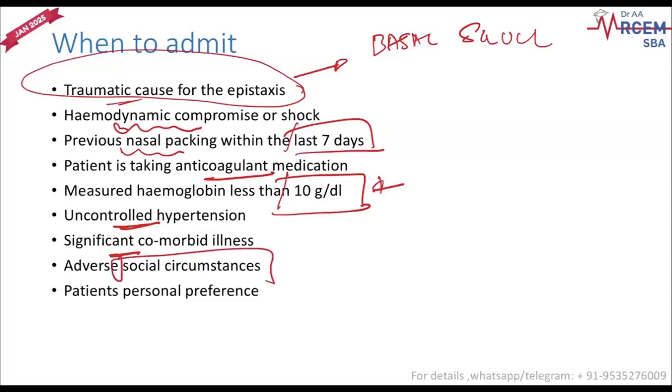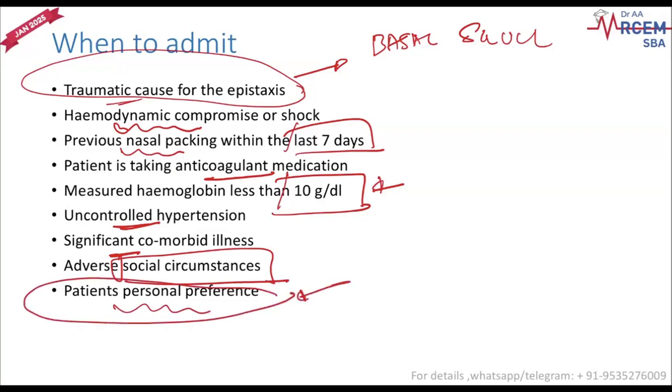The patient cannot come back to the emergency department immediately because he's staying far away or he's staying alone. He's an elderly person. Again, in those circumstances, you need to admit the patient. Patient preference is very rarely considered, or you can consider it in certain situations where the patient really wants to stay back here, then you can consider, but it's not a must to admit these patients.